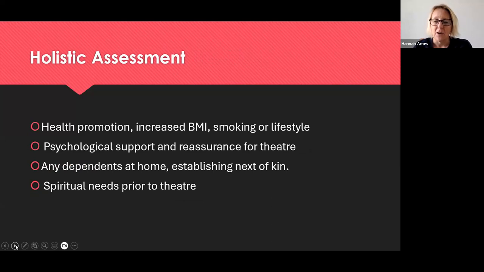Just again, if you've got anyone going to theatre, it's important to check, are they carers, anybody at home, children, relatives, what depends at home, establishing next of kin and knowing who to contact in an emergency. And also don't forget about your spiritual needs. Some patients and people will have spiritual needs that they might want to have access to before going into an operating theatre as well. So offering spiritual support and multi-faith chaplaincy if they feel that they would like that. So just things to think about in terms of that broader holistic assessment.